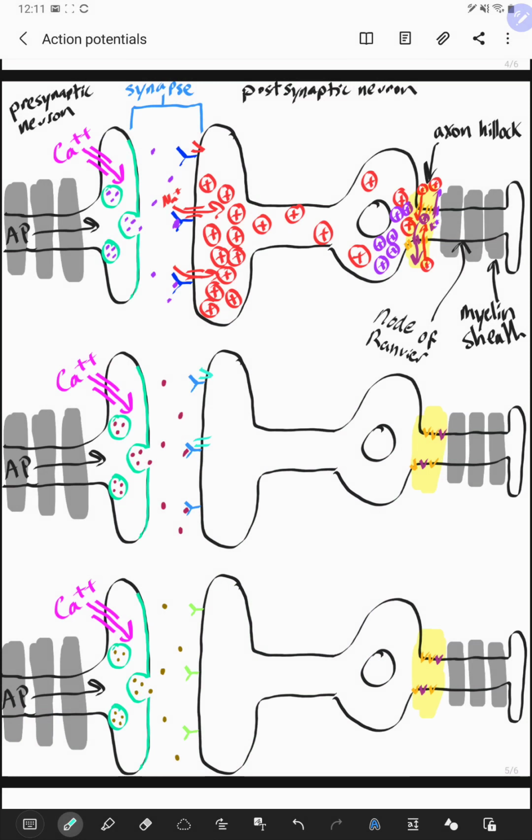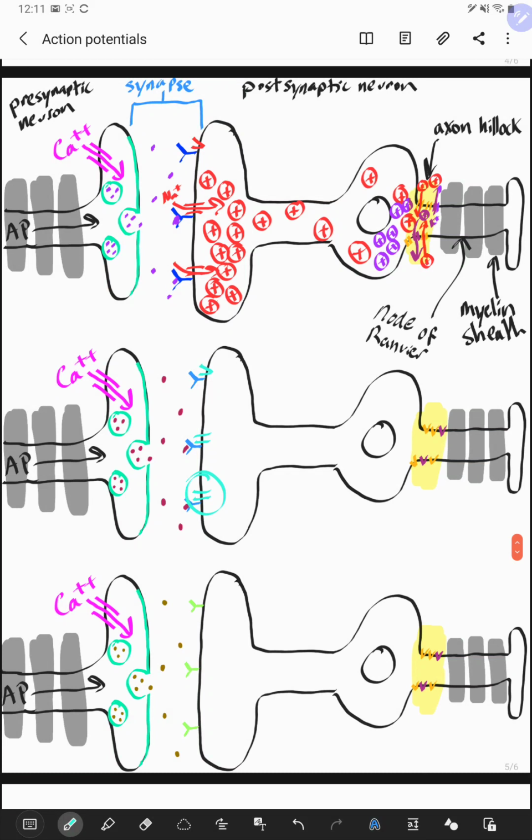Again, when a neurotransmitter binds to the receptor, it triggers a conformational change to this transmembrane protein, opening it and allowing ions to pass through. The ions that are allowed to pass through when it's opened are specific.